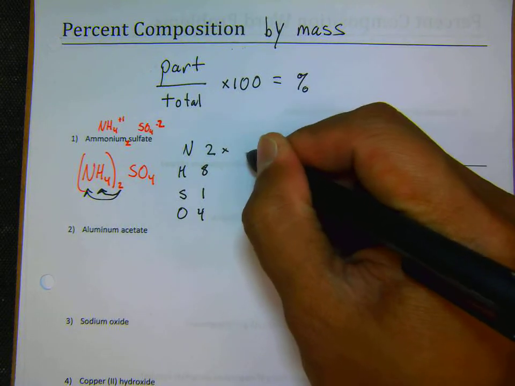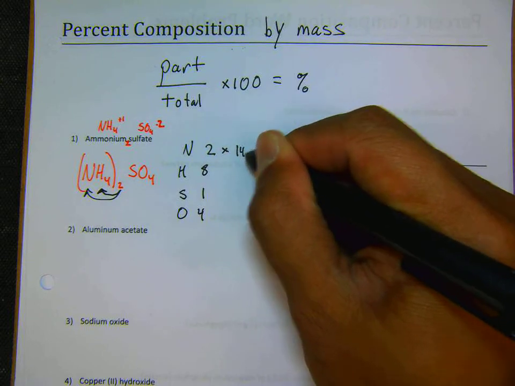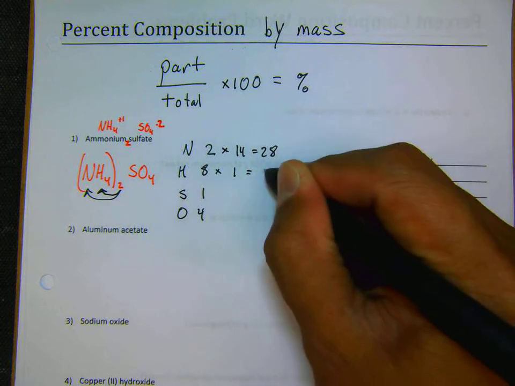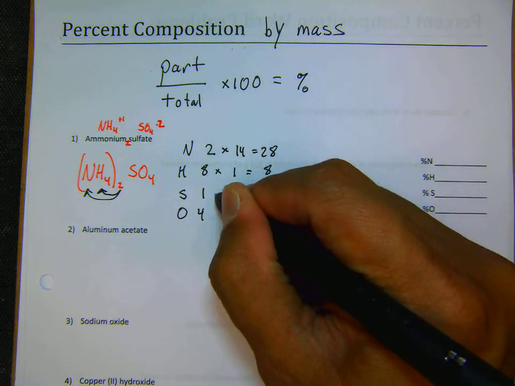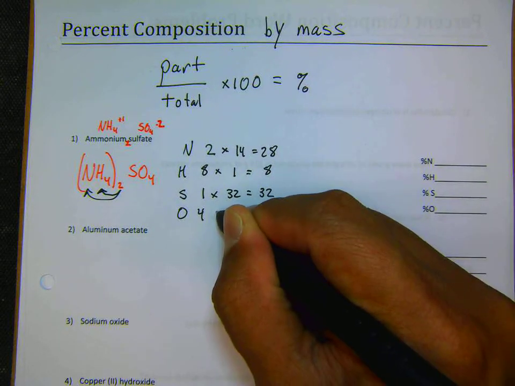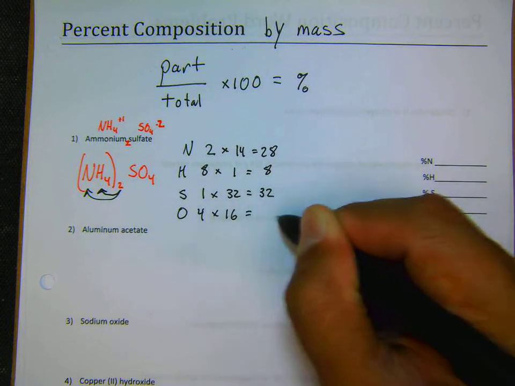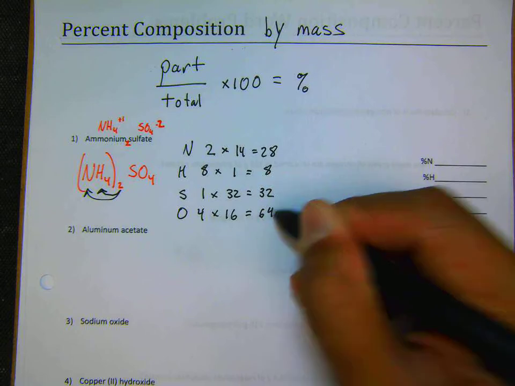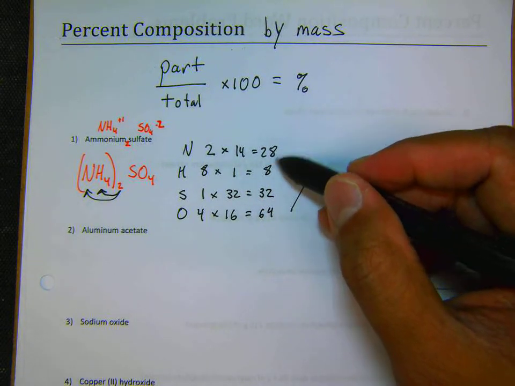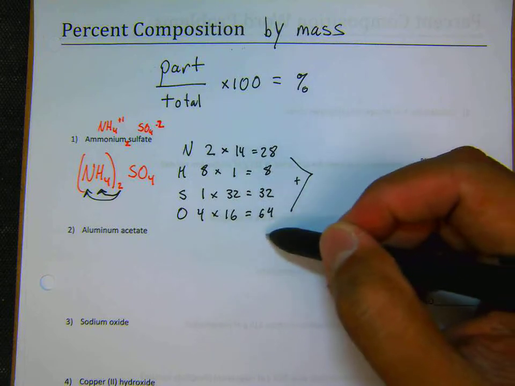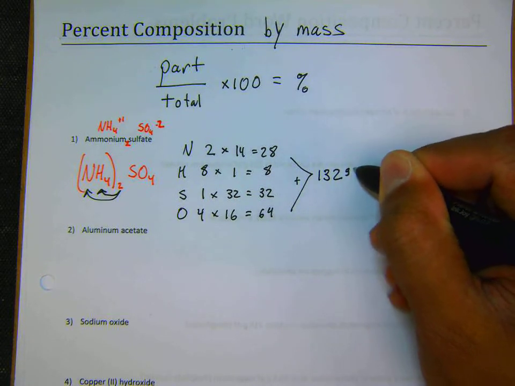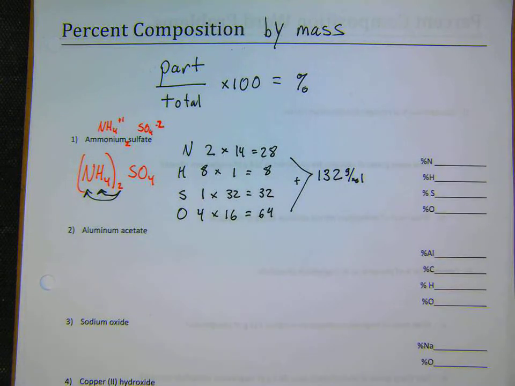Now, looking at the periodic table, the molar mass of nitrogen is 14, so that's 28. Molar mass of hydrogen is 1, so it's just 8. The atomic mass of sulfur is 32, so that's 32. And the atomic mass of oxygen is 16, so that is 64. Now, if I add these all together, we get 40, 104, 132 grams per mole.